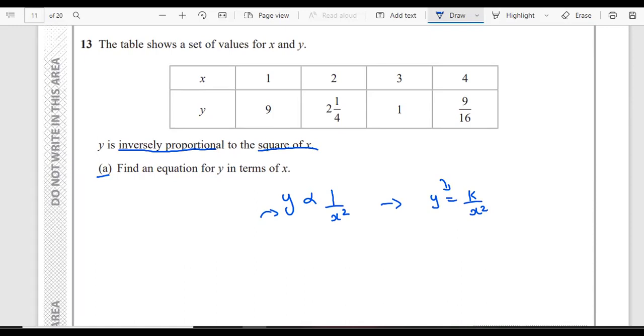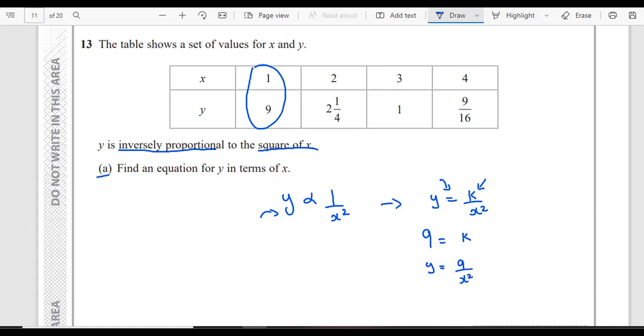You have to say it in terms of x. Yeah, the thing is that it is y equals k by x squared. It is in terms of x. I need to find the value of k. In order to find x and y, I can pick up any combination, any simple one, and I can directly find k. Yeah, that's the easiest because you can do 9 equals k over 1 squared. So k is 9. Yeah, so it would be y equals 9 by x squared.